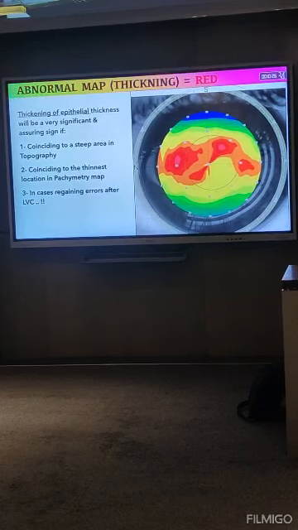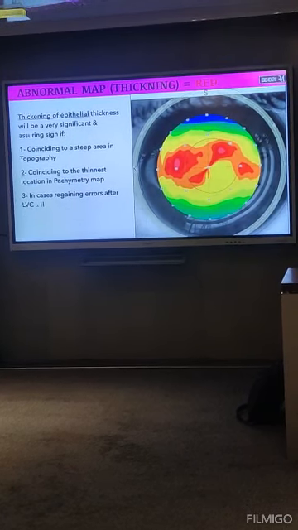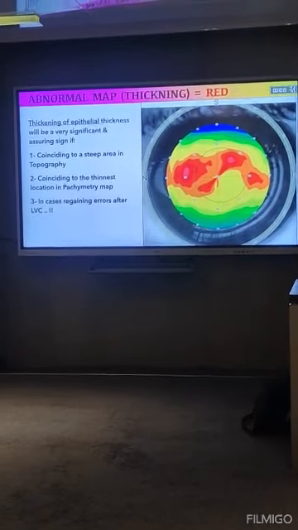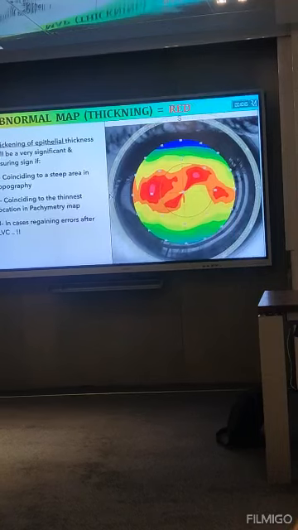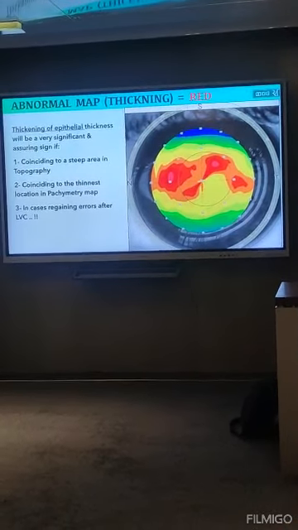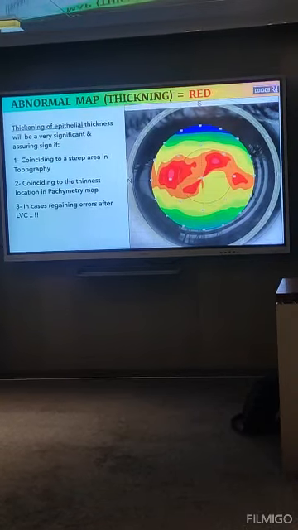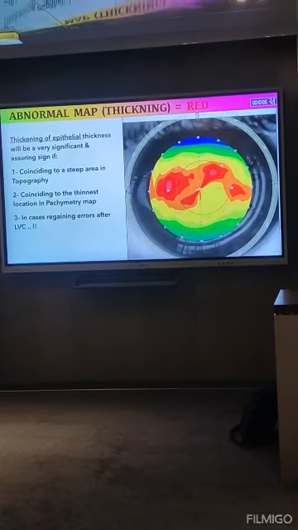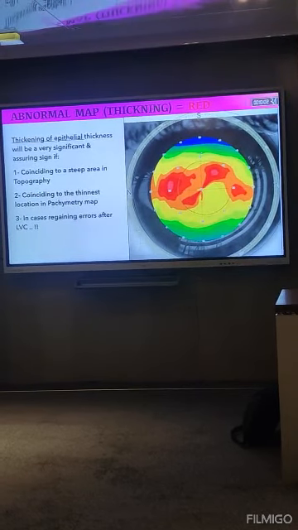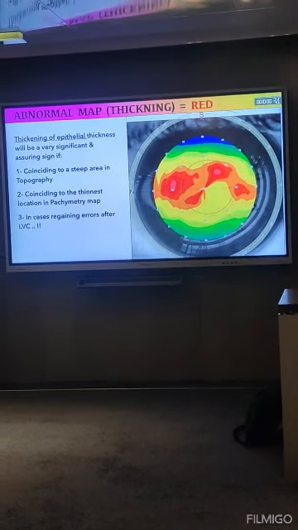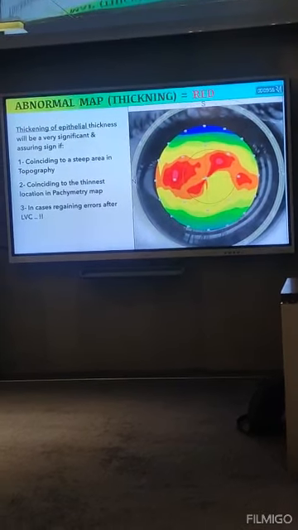This is the comforting sign. It's a good sign, which is thickening of the epithelium all over the steepening parts. Thickening of epithelium will be a very significant and assuring sign if it coincides with a steep area in topography, also coinciding with the thinnest location in the pachymetry map. Also in cases of regression after laser vision correction, as I will show later.